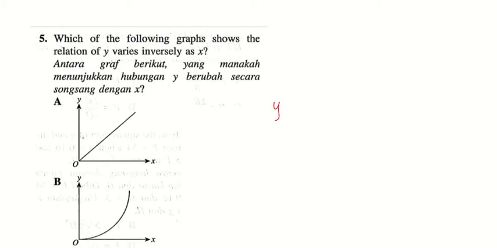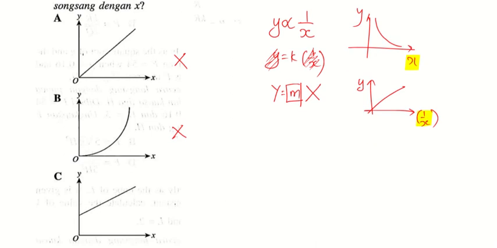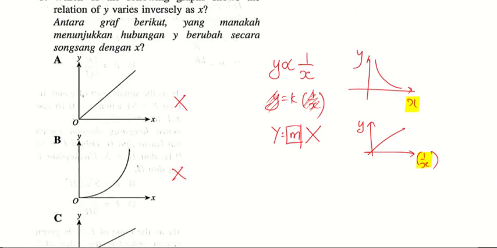So first thing I will write y varies inversely as x. The meaning is y equals k times 1 over x. So two things you need to know. When we plot y and x, inversely, it must be like this. The second thing you need to know is when I plot y versus 1 over x, it will be a straight line. The gradient is m. So be very careful with this and this. So conclusion is wrong, wrong, wrong. It must be D. Yes, D. Okay, so please copy.